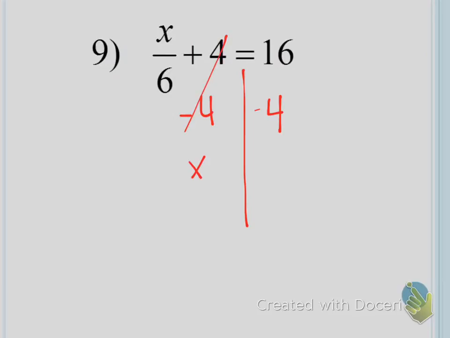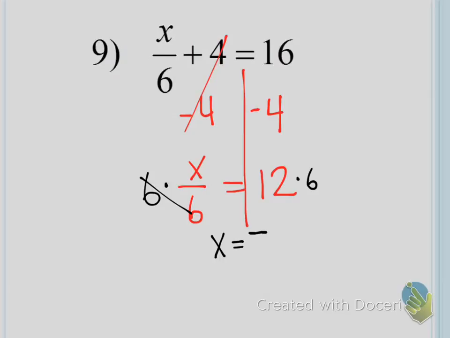So I have x divided by 6 equals, what is 16 minus 4? 4. Careful. No, 12. 12, very good. Now, how do I get the x by itself? Multiply both sides by 6. So x equals what? 72. 72, very good.